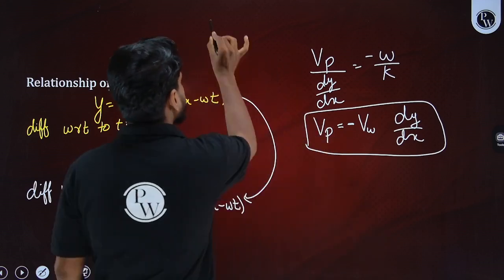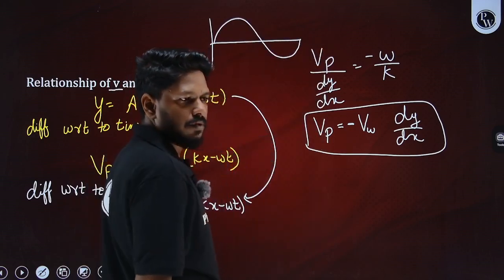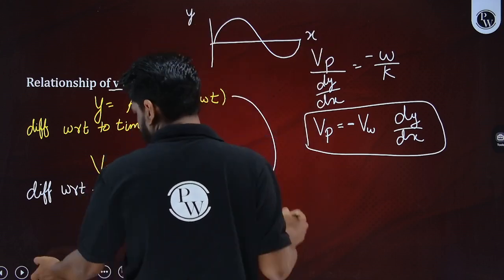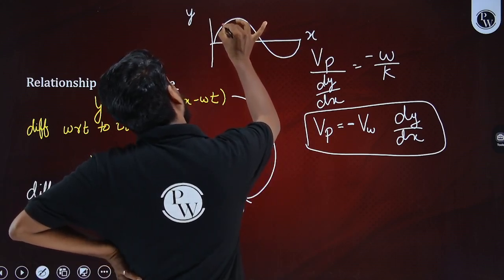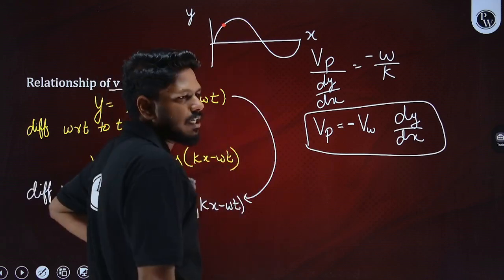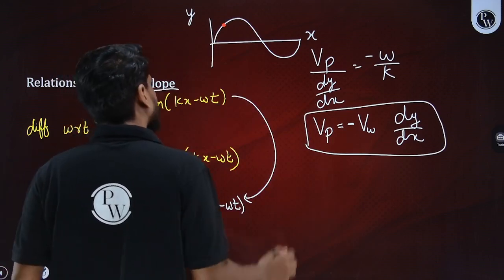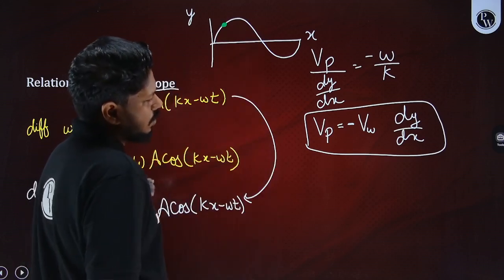So if there is a sine wave, this is the y axis and this is the x axis. And if I ask you what is going to happen to this particular particle, whether it is going up or going down, can you tell? Sir, I don't know how to do that.